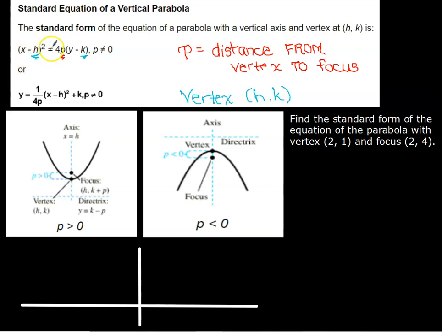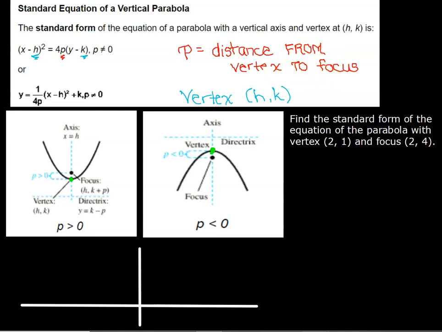Now, just like any equation, x and y represent any point on the graph itself. So the other variables are what we'll be plugging values in for. H and k are just the vertex, which, as you remember, are just right here. And P is going to be the distance from the vertex to the focus.